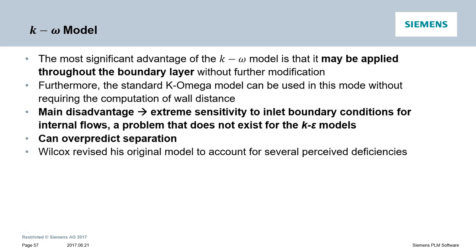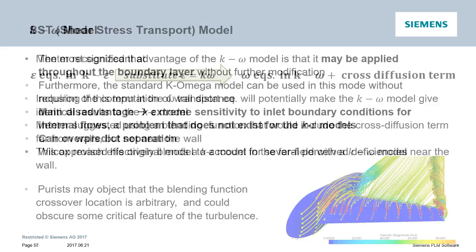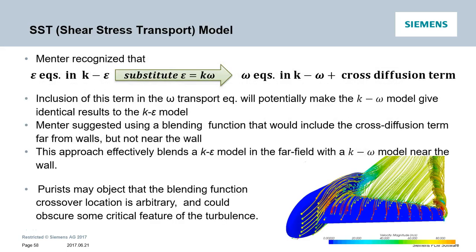And Menter tried to address these fundamental limitations by blending the K omega model with the K epsilon model. So Menter recognized that the dissipation transport equation of K epsilon model can be transformed into an omega transport equation by simply substituting variables. And when we do that, what we get is an equation which is very similar to the omega equation in K omega model, but with an additional cross diffusion term.